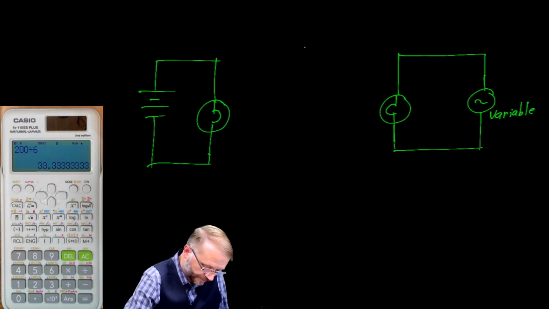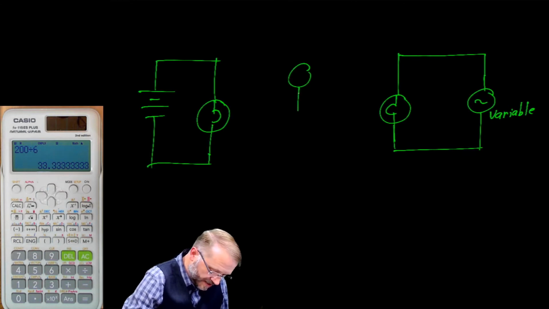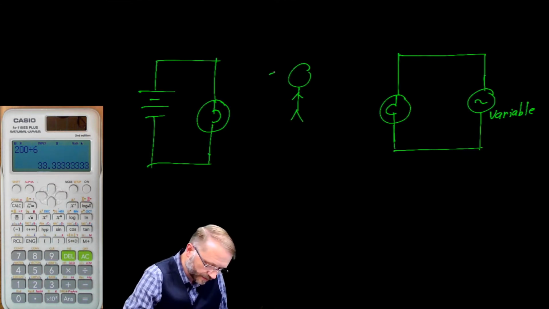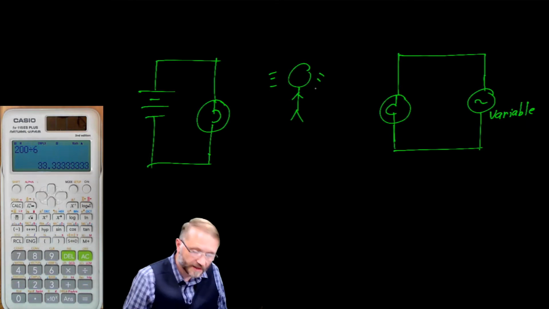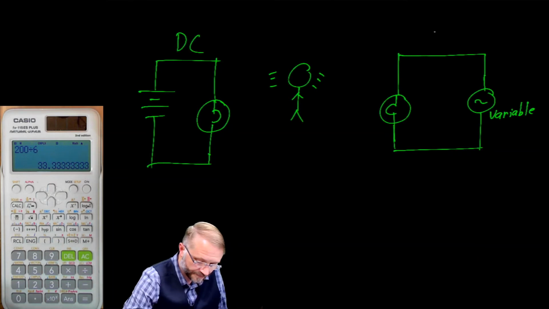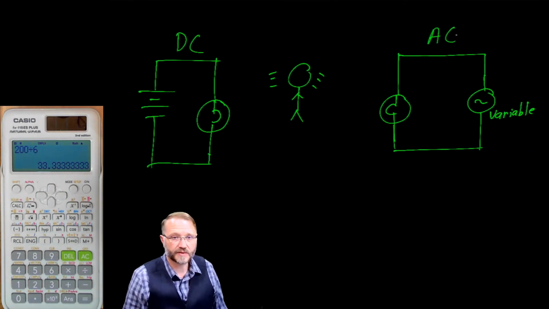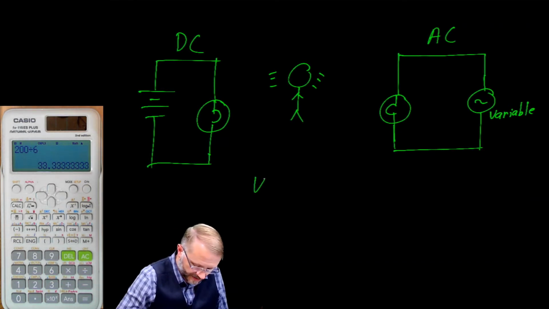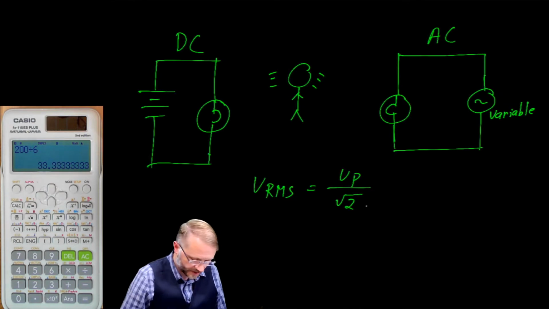And here's what we're going to do. You and I are going to stand in between these 2 light bulbs, and we're going to observe the relative brightness of each system. So we have DC here, and we have AC. And what we'll do is we'll adjust the bulbs so they have equal intensity. If we do that, we will have an effective value for AC. And it works out like this. We would say the volts RMS is equal to the peak voltage over root 2.